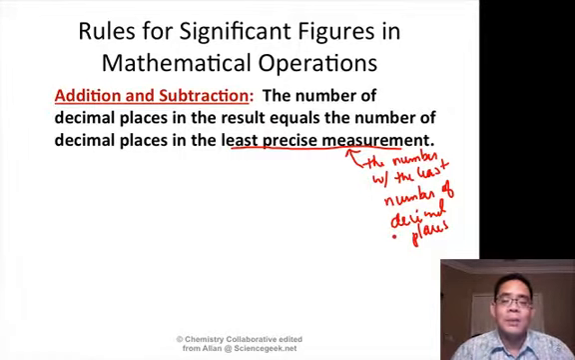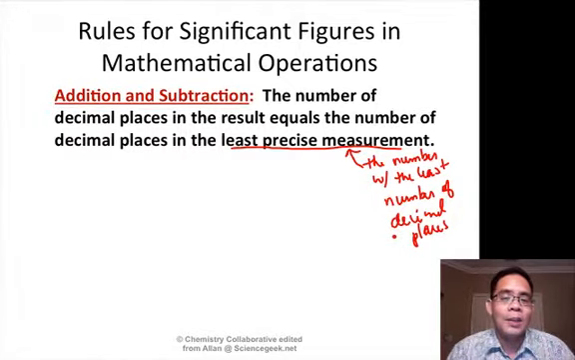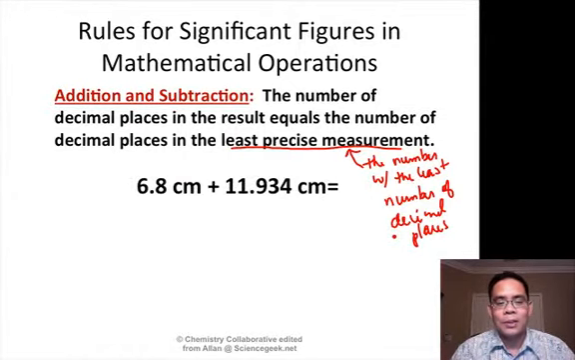Sometimes it's going to be a decimal place. Sometimes it could actually be a whole number portion. So it could be in the tens place, the hundreds place, the ones place. It may not necessarily be in the thousands or the 10,000s place. So you just need to pay attention to which one has the least number of decimal places in terms of the number. Okay, so let's look at an example.